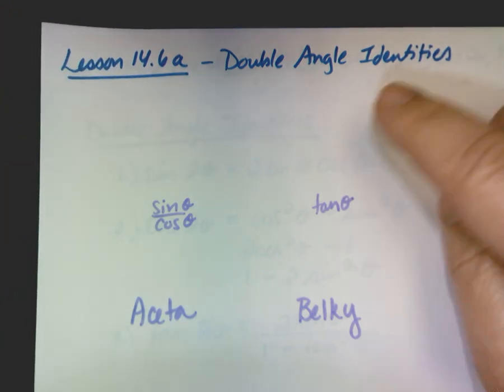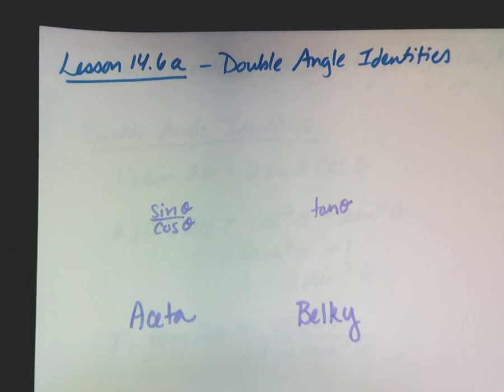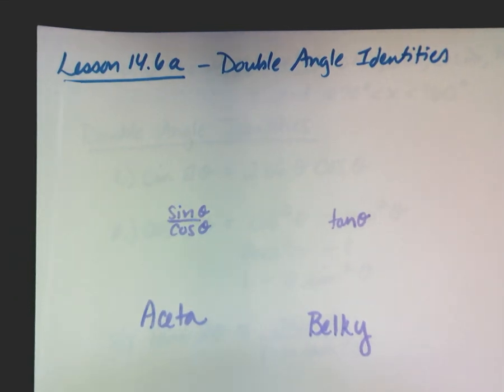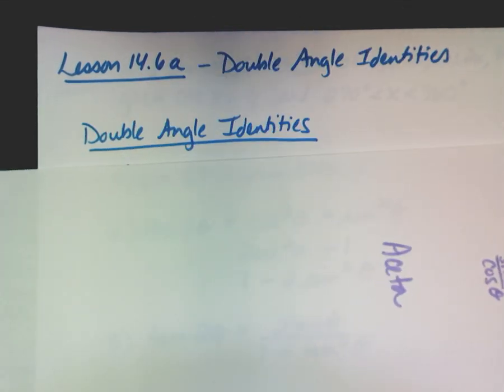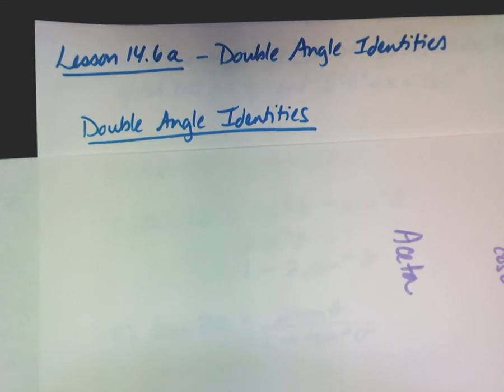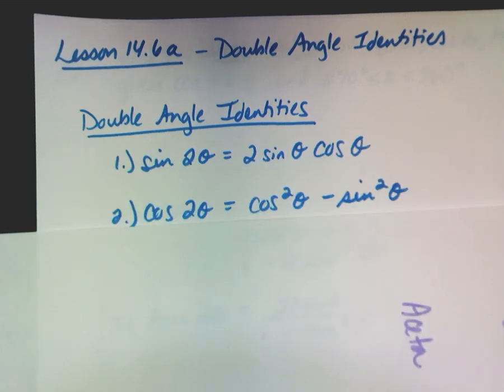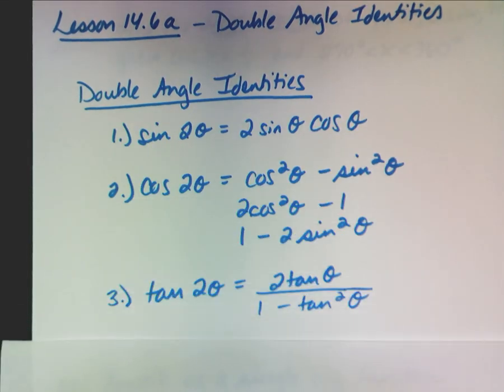Intro to double angle identities, everybody. I know you're excited. Remember, you can pause this video at any time and write down all the identities first before we start doing the examples. So here are double angle identities. We've done sum and difference identities. We've done Pythagorean identities, fun identities. Okay, so here are the sine, cosine, and tangent double angle identities.